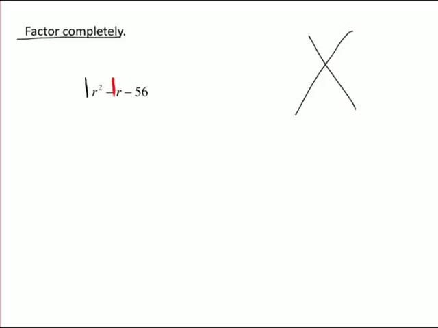So we put that -1 at the top of our X, and we put the -56 at the bottom. And again, we're looking for a combination that if we add, we get a -1, but if we multiply these two numbers, we get a -56. So let's look at all the possible factors of 56.